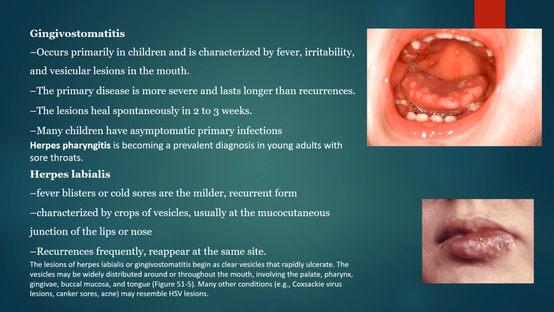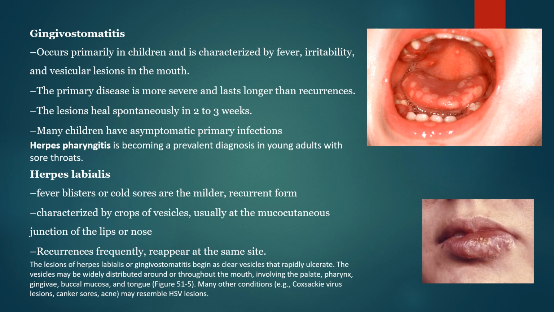Several infections are caused by Herpes simplex virus 1. The first one is gingivostomatitis. This one occurs primarily in children and is characterized by fever, irritability, and vesicular lesions in the mouth. The primary disease is more severe and lasts longer than recurrent infections. The lesions heal spontaneously within 2 to 3 weeks. Many children have asymptomatic primary infections. Herpes pharyngitis is becoming a prevalent diagnosis in young adults with sore throats.